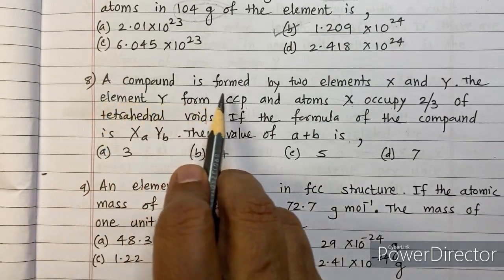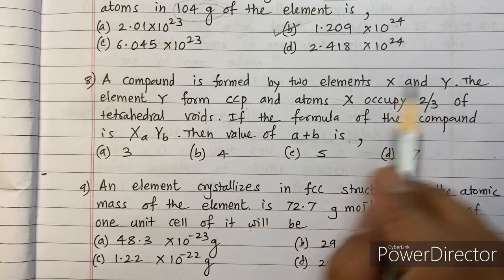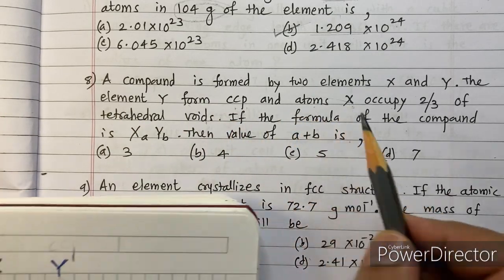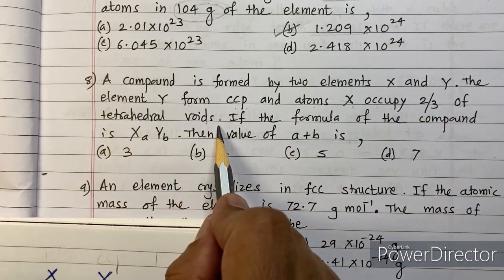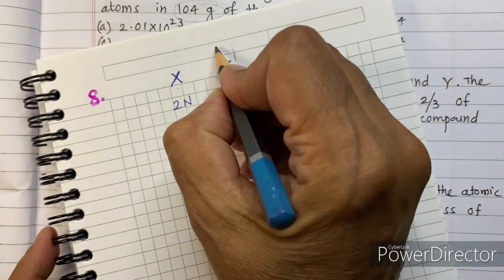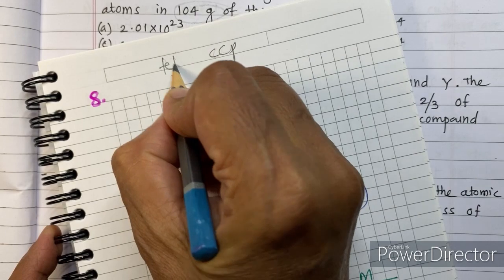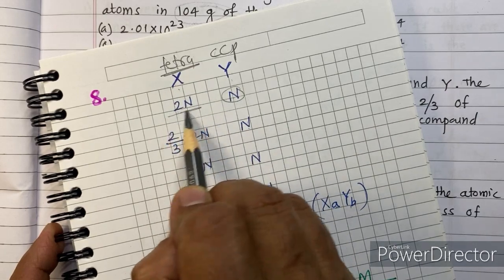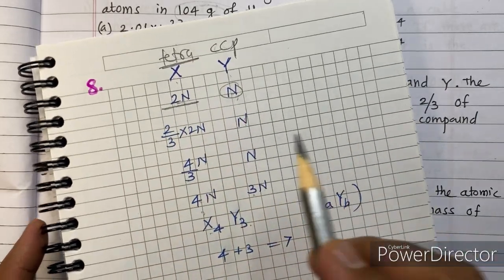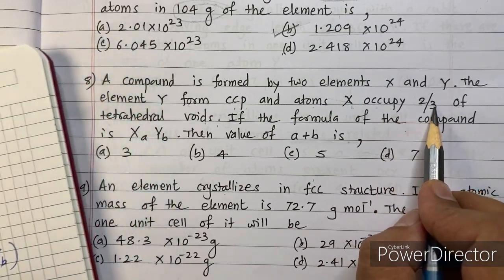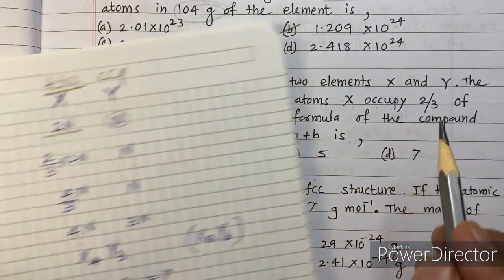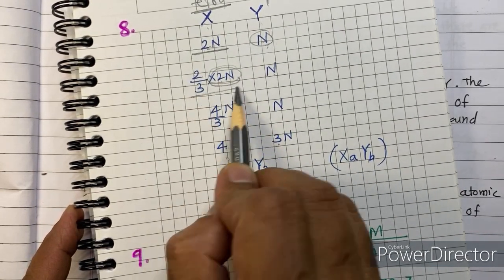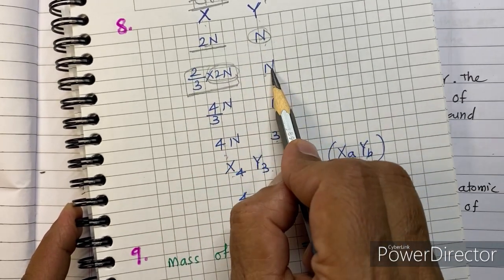Next MCQ, a compound is formed by 2 elements X and Y. The element Y forms CCP and atoms X occupy 2 by 3 of tetrahedral voids. That is, Y is at a CCP and X at a tetrahedral void. You know that if close packed spheres are n, then tetrahedral voids are 2n. This is the standard formula. But here only 2 by 3 of the tetrahedral voids are occupied. Therefore, out of this much tetrahedral voids, only 2 by 3 are occupied.